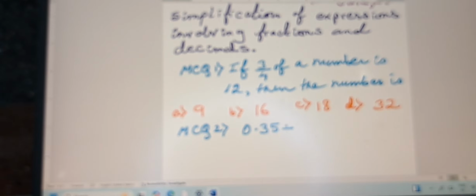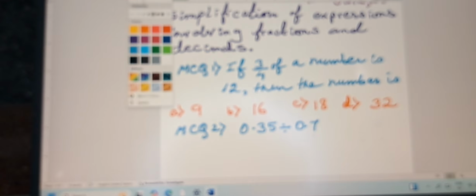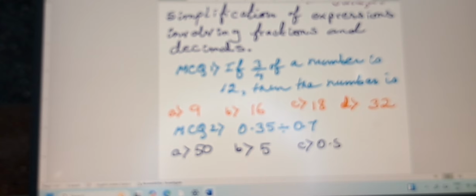0.35 divided by 0.7. Again there are 4 options given. First one is 50, second one 5, third one 0.5, and the fourth one 0.05.